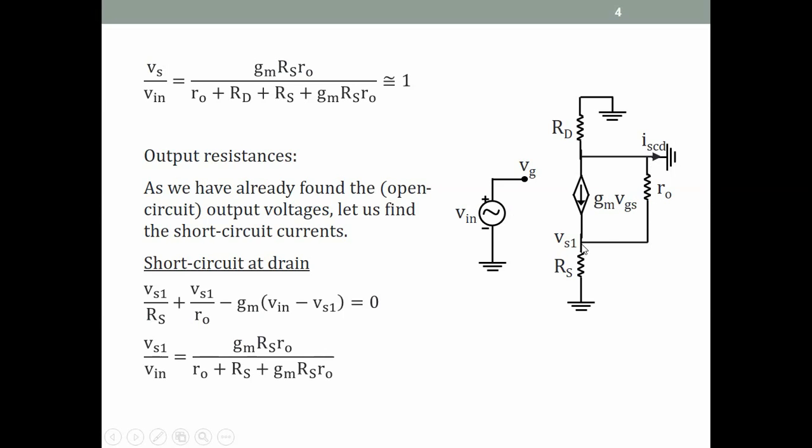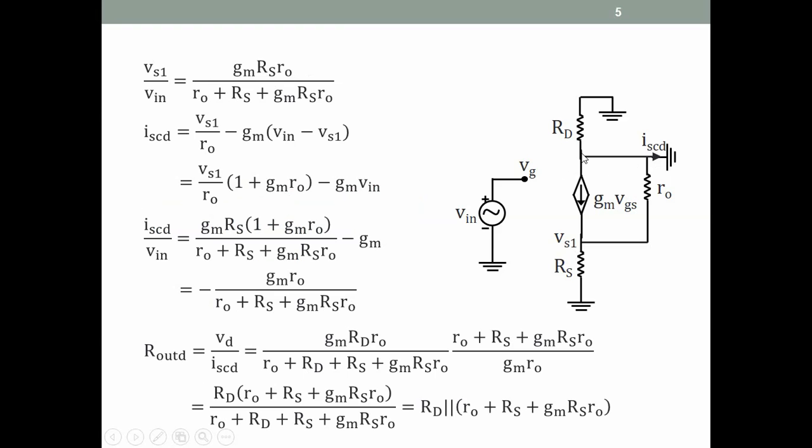So we write a KCL at Vs. I'm sorry, Vs1. So Vs1 by Rs plus Vs1 by Ro, because this is at ground, minus Gm Vgs equal to 0, and Vgs is equal to Vin minus Vs1. So we get this KCL, and then we solve this for Vs1 as Gm Rs Ro by Ro plus Rs plus Gm Rs Ro. So we found Vs1. Of course we want to find the short circuit current, so we utilize this Vs1 to find the short circuit current. This is the same expression as before.